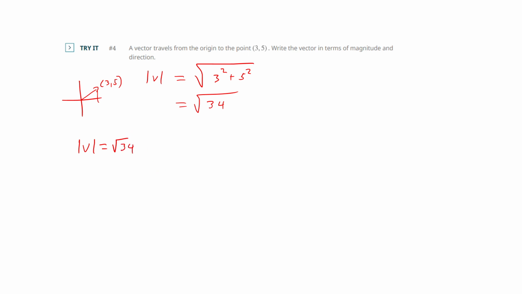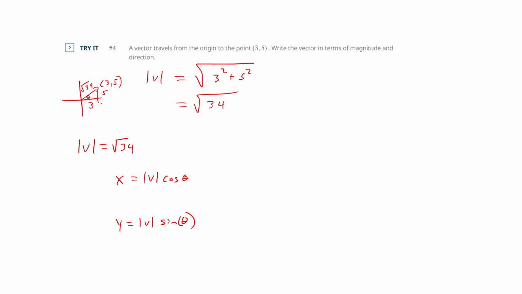Okay, so we have our magnitude, and now what about our angle? We are looking for this angle right here. The x portion is going to be cosine of that angle, and the y is going to be the sine of that angle. So we have our 3 here, a 5 there, and our magnitude is square root of 34. We don't have the actual angle, but we know how to handle that too.